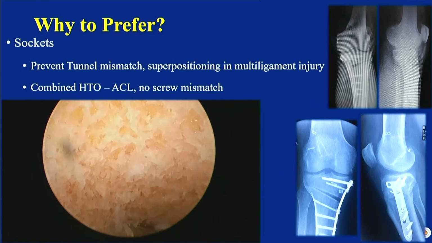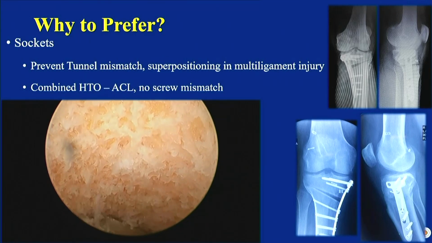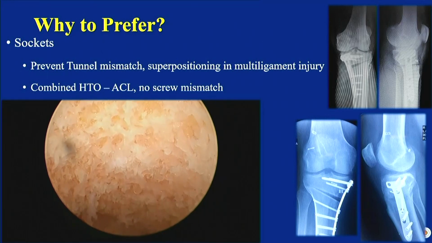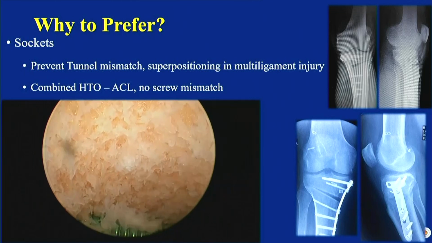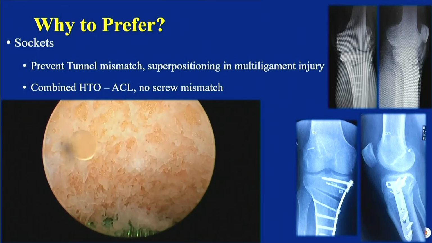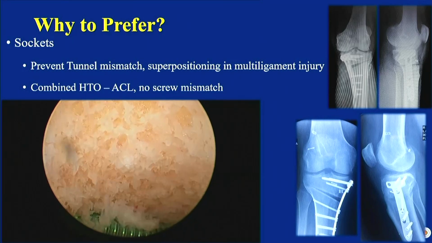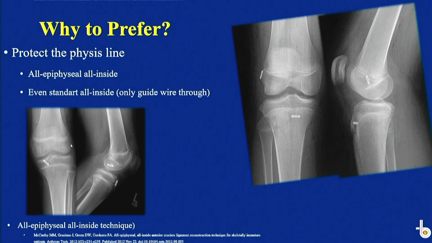Another issue, the most important thing, is if you are doing procedures other than ACL combined with ACL, like HTO. This is a big advantage because you can see the HTO screw there; it's not a tunnel, it's a socket. So under the socket, you can pass your screw and you can even see it. Also, you can protect the physis line, the epiphyseal line, if you do this procedure in an epiphyseal site.